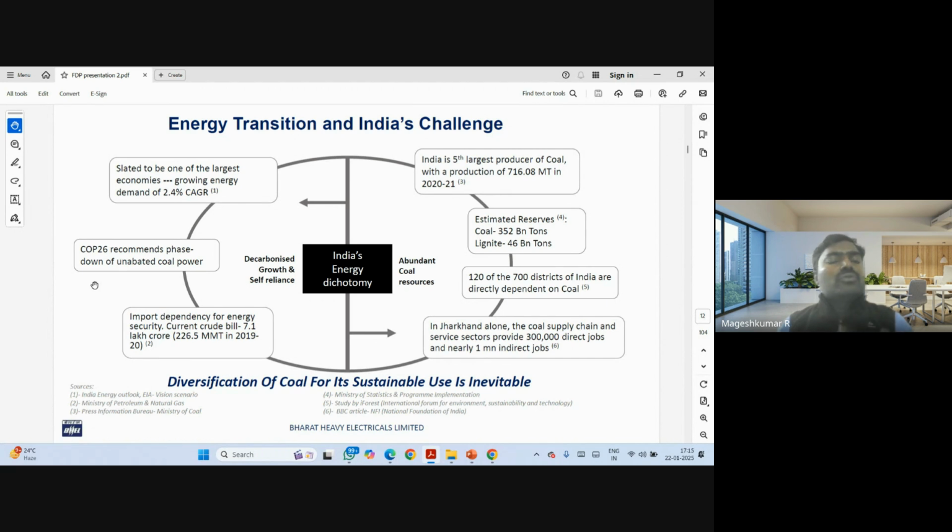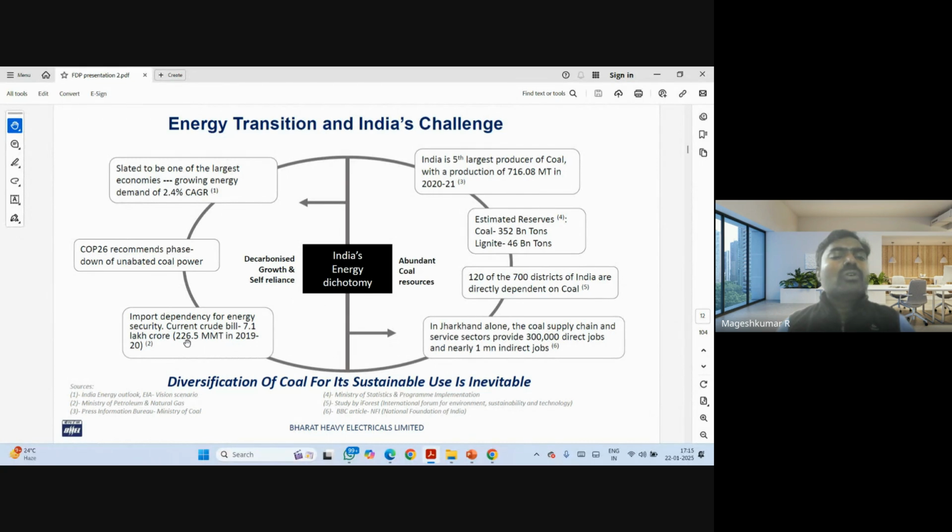Why do we have to think of these technologies? In what way does it contribute to energy sustainability? India is the 5th largest producer of coal, which I had shared yesterday too. We have a production of around 716 metric tons presently, which is being utilized for various applications. In this, we are targeting to produce a further 100 metric tons of coal for this particular purpose, to cater to the demand shown in the import dependency part.